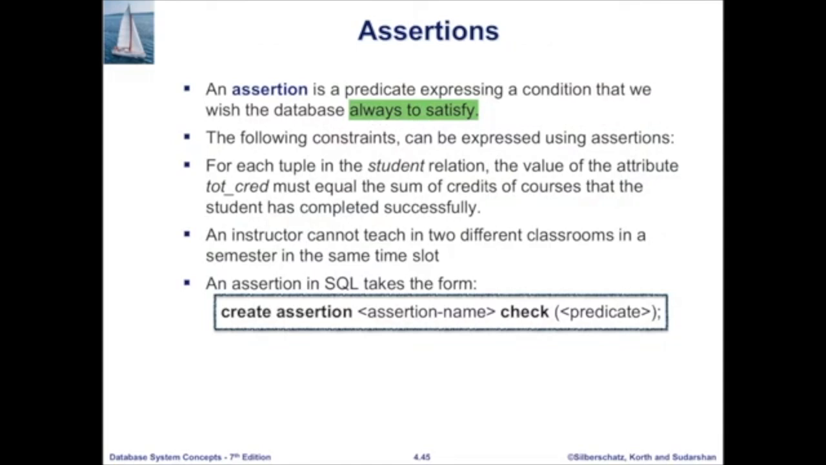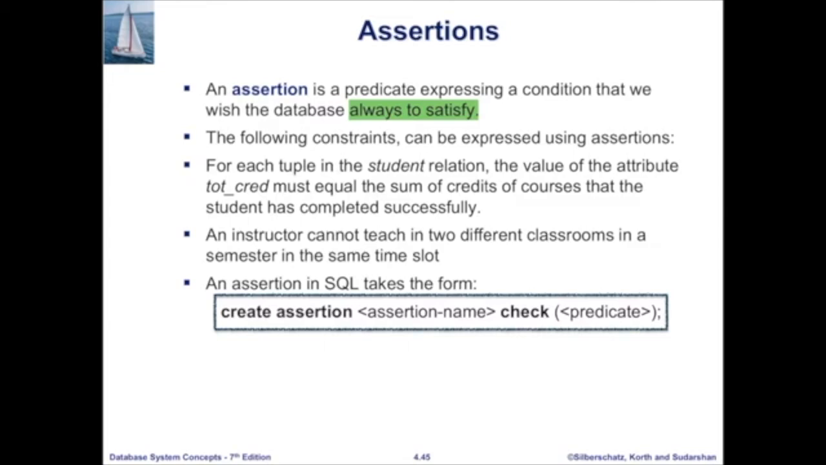We will also introduce the concept of assertion. So this is another level of constraint. An assertion is a predicate expressing a condition that we wish the database always satisfy. So ito yung mga constraints like for each tuple in the student relation, dapat yung value ng total credit must equal to the sum of credits of course that the student has completed successfully.